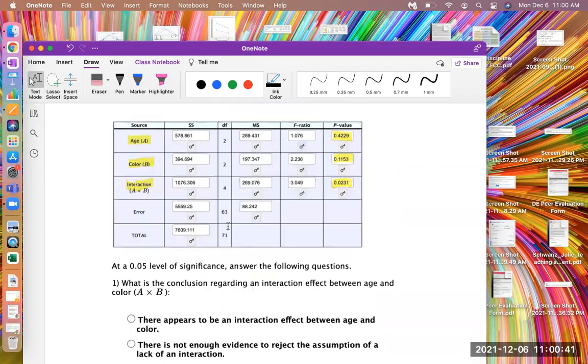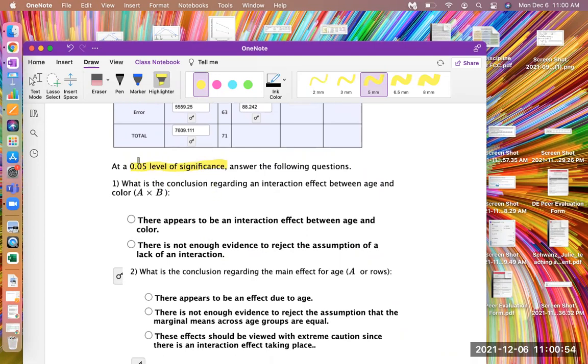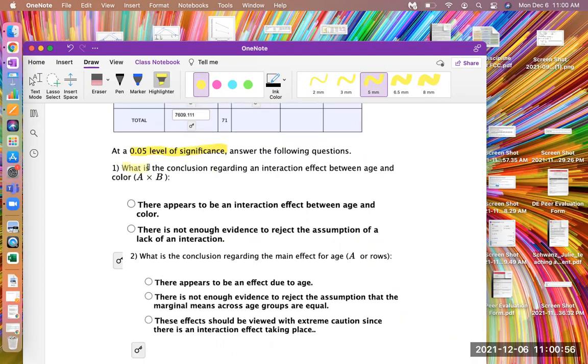Okay, let's go down to here. They say at a 0.05 level of significance. So that's important, right? The level of significance is important. They ask, what is the conclusion regarding the interaction effect? So what is the conclusion? That's important. The interaction effect.